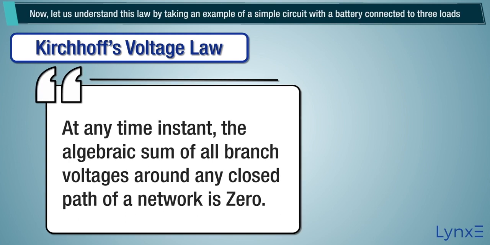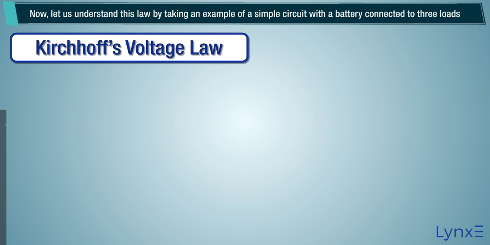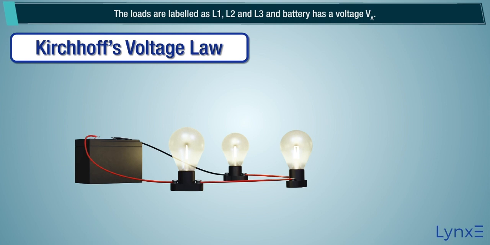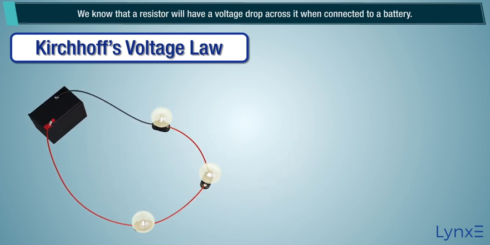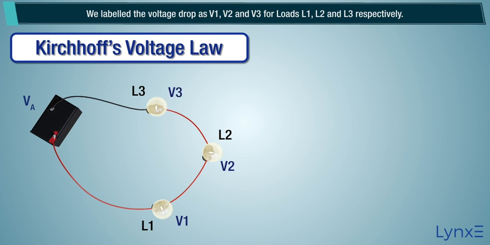Now, let us understand this law by taking an example of a simple circuit with a battery connected to three loads. The loads are labeled as L1, L2 and L3, and the battery has a voltage VA. We know that a resistor will have a voltage drop across it when connected to a battery. We labeled the voltage drop as V1, V2, and V3 for loads L1, L2, and L3 respectively.